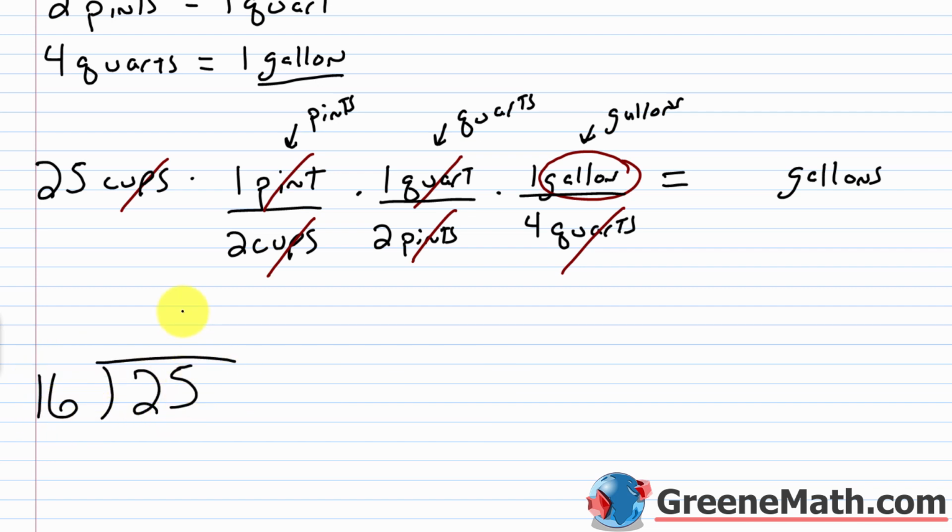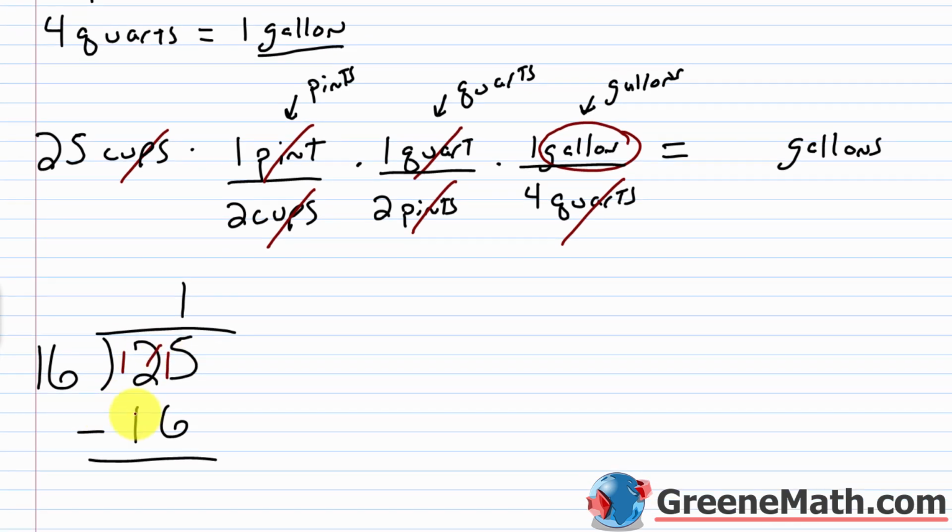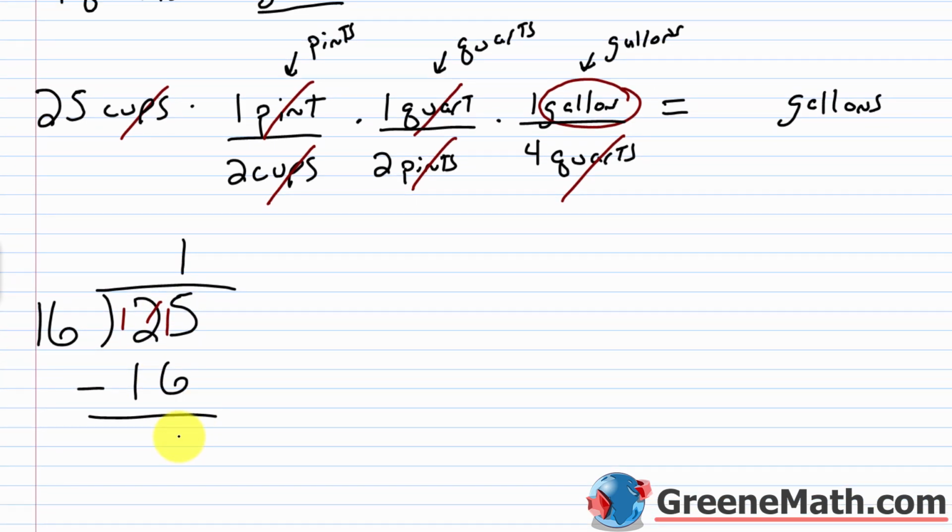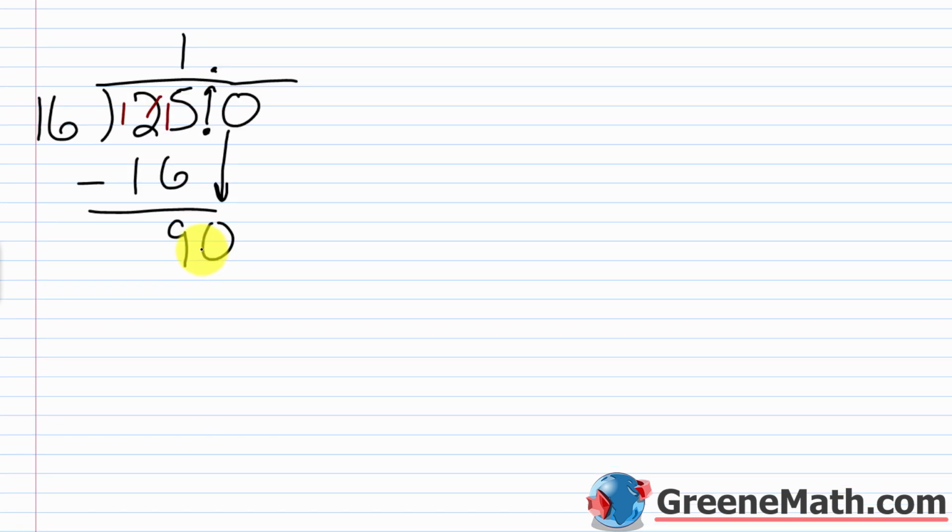16 will go into 25 only once. 1 times 16 is 16. Subtract here, we would get 9. Right? If I borrow from the 2, I put a 1 there and a 15 here. 15 minus 6 again is 9. Put my decimal point here and bring it up into the answer. Let's put a 0 here and bring it down. How many times will 16 go into 90? Well, 5 times 16 is 80. That's as close as we can get. So let's put a 5 here. Again, 5 times 16 is 80. If we subtract, we get 10.